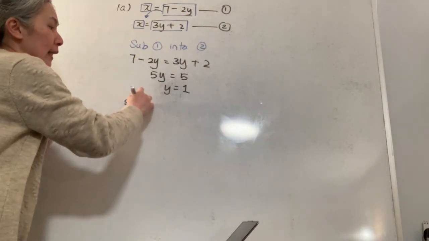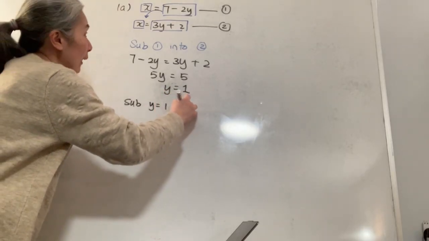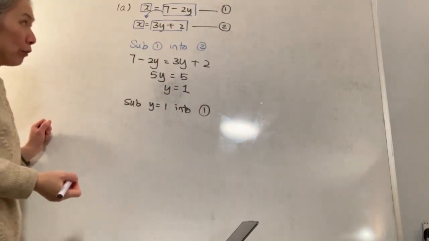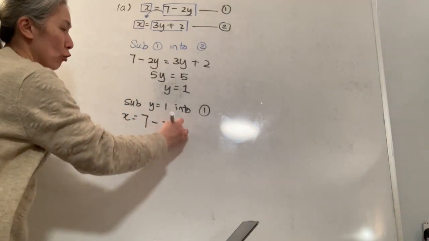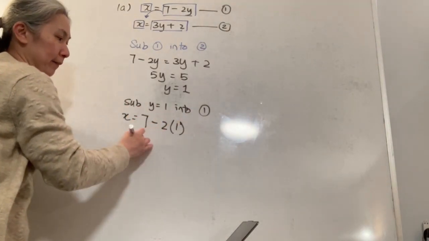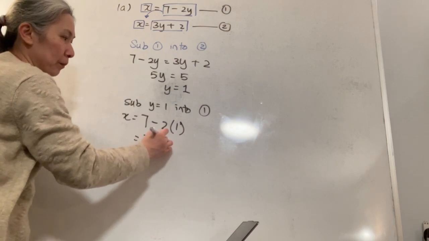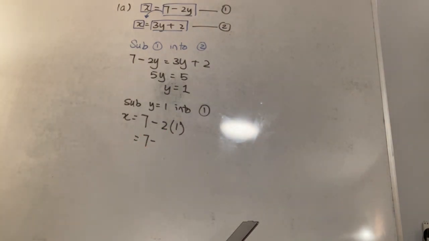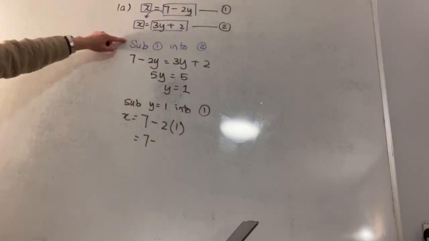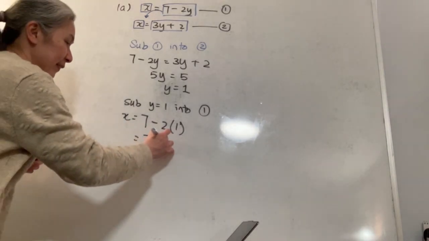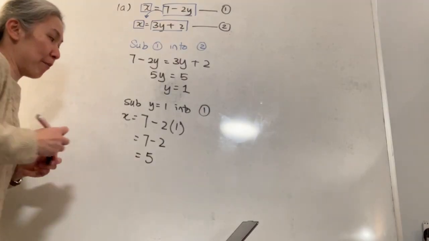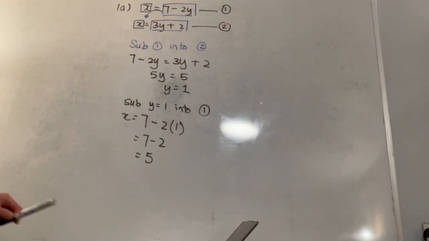So I can say sub y equal to 1 into number 1. If I do that, I'm going to have x equal to 7 minus 2, the y is 1. We have to write sub y equal. I would prefer you to write it. You need to write all of this, because like in the CAT test, you lose marks for not writing. So you know your x is 5.